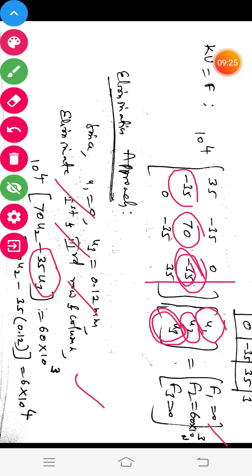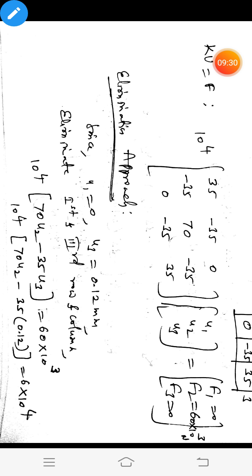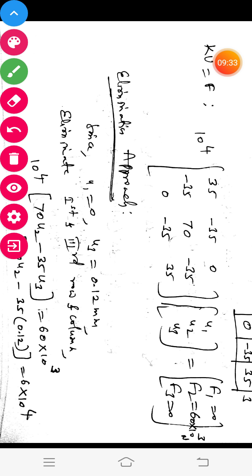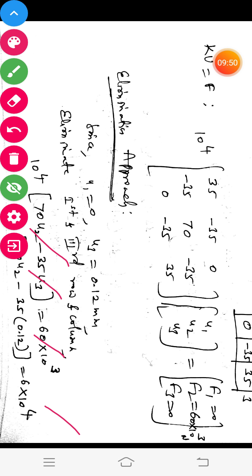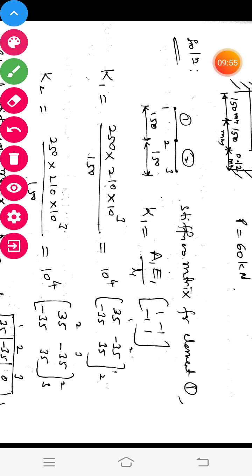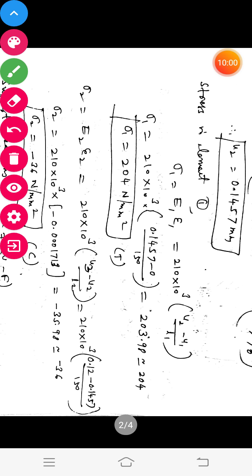Now we will solve this equation to get the value of U2. That is 10 raised to 4, 70 U2 minus 35 into U3, which is 0.12. The specified value of force is 60 into 10 raised to 3, that is 6 into 10 raised to 4. Now we'll proceed to the next page of the solution to calculate the U2 value.